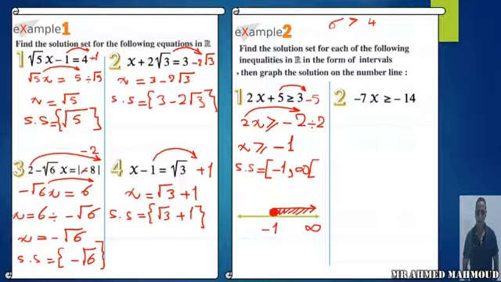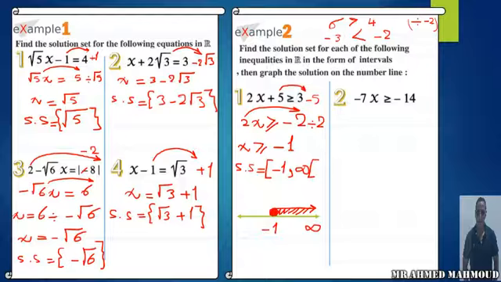Okay, if we divide both sides by negative 2, for example, 6 divided by negative 2 equals negative 3, and 4 divided by negative 2 equals negative 2. Here, which one is greater, negative 3 or negative 2? Negative 2 is greater. Then, when we divide by a negative, the direction of the inequality will be changed. Again, when we divide by a negative, the direction of the inequality will be changed.